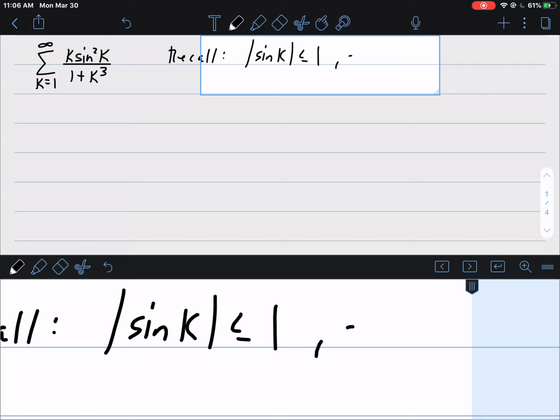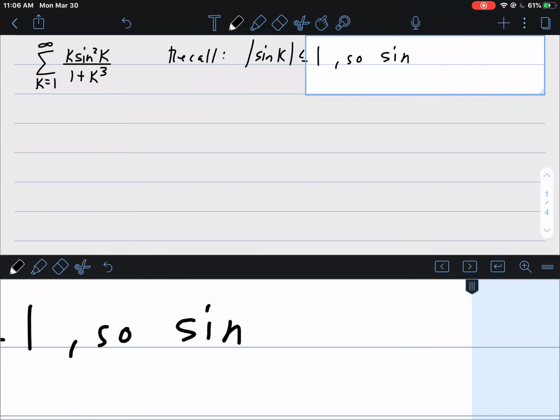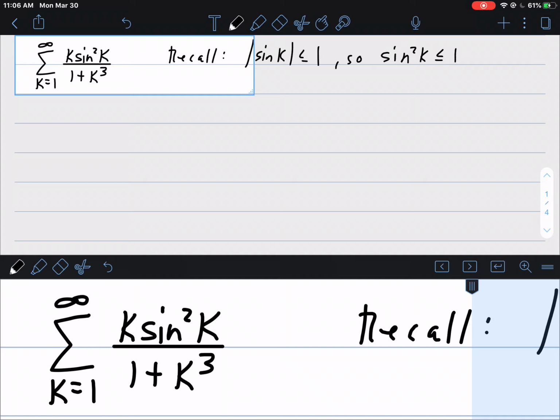So if I square that, I'm still going to get values that are less than or equal to 1. That's kind of the trick with this one, is recognizing that the terms of sine squared k, for all values of k, would have to be less than or equal to 1. So what does that then mean for my series?